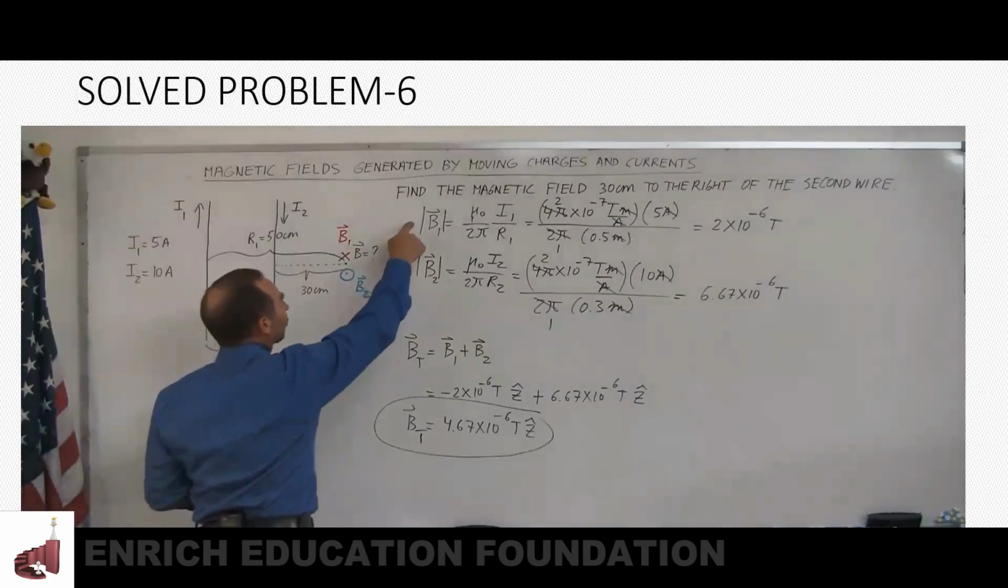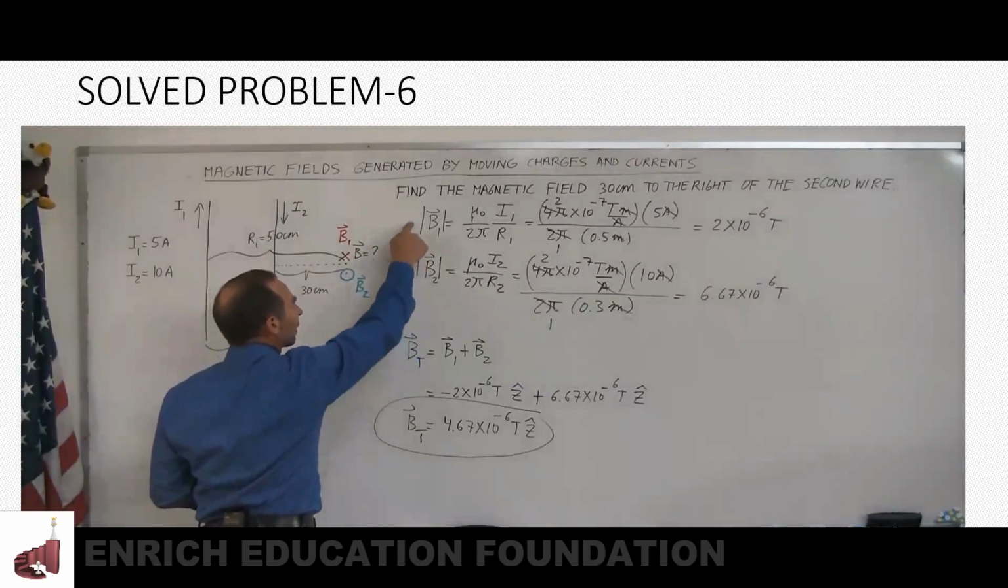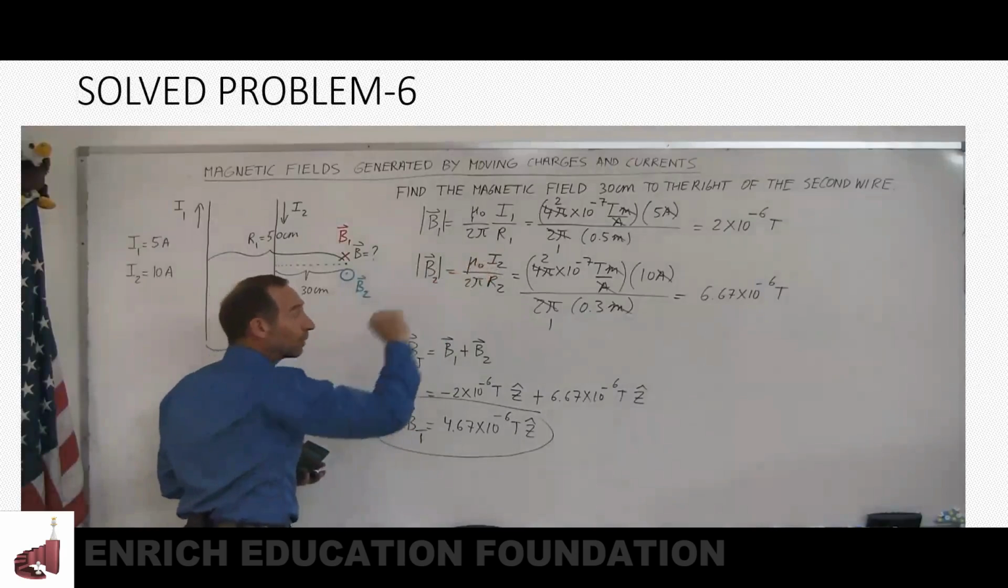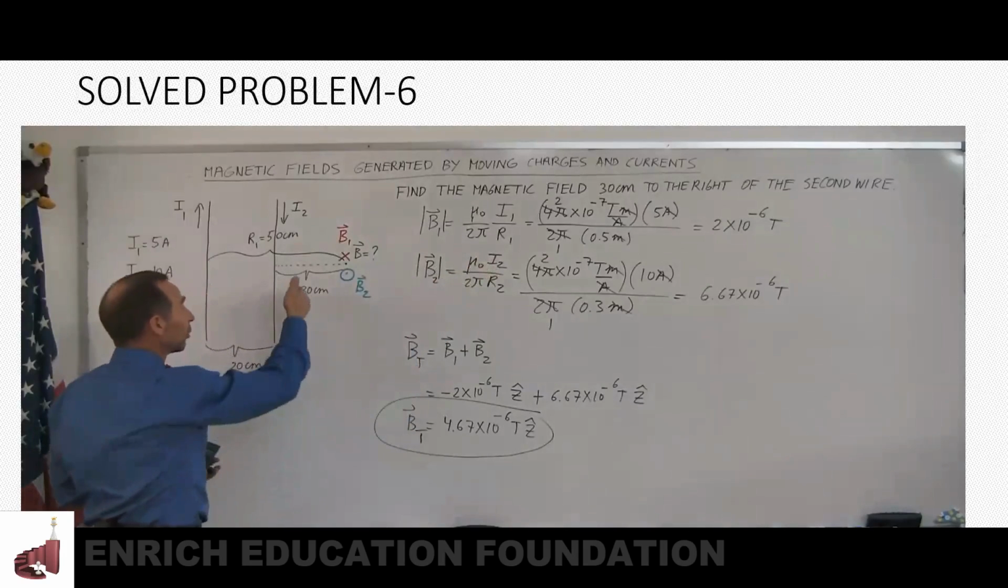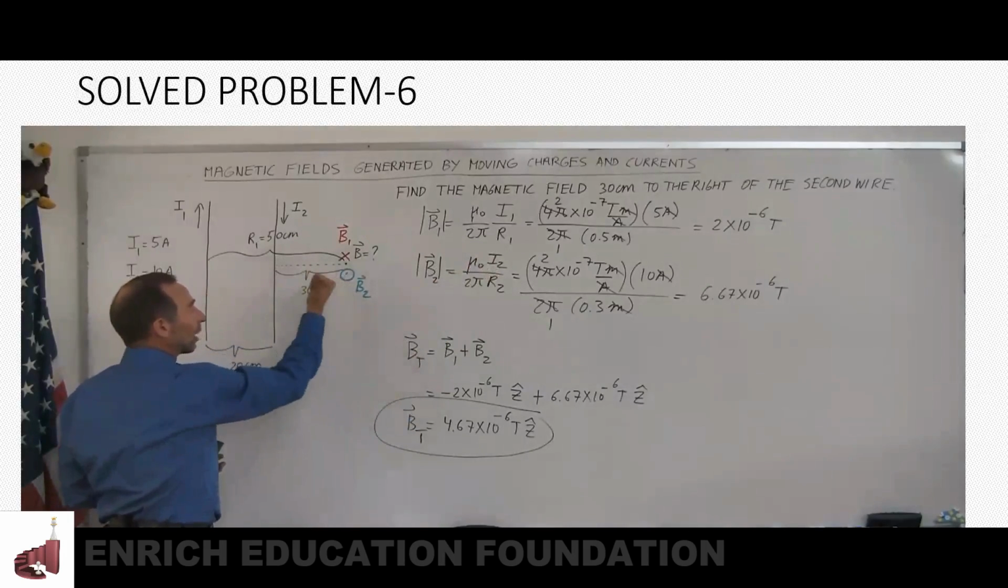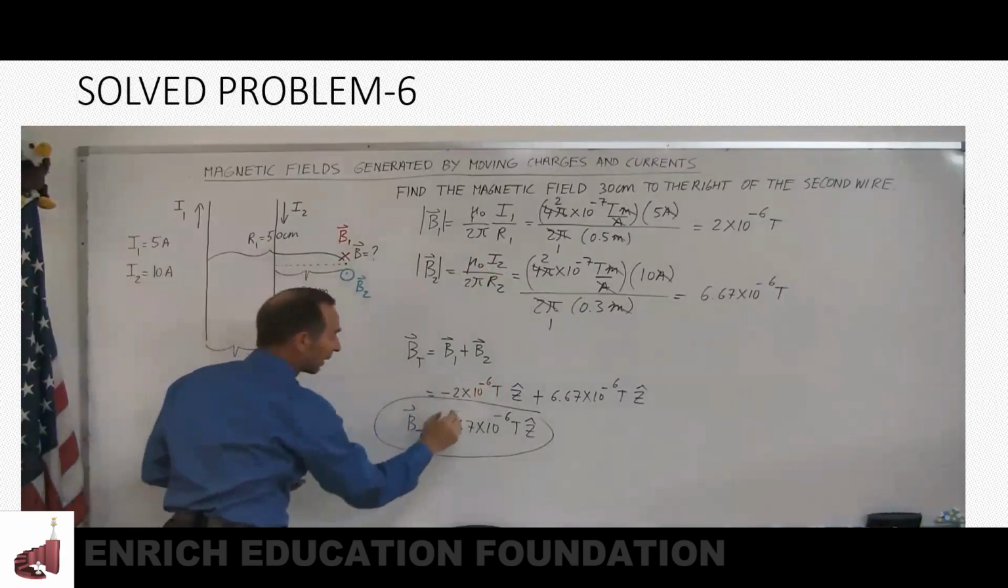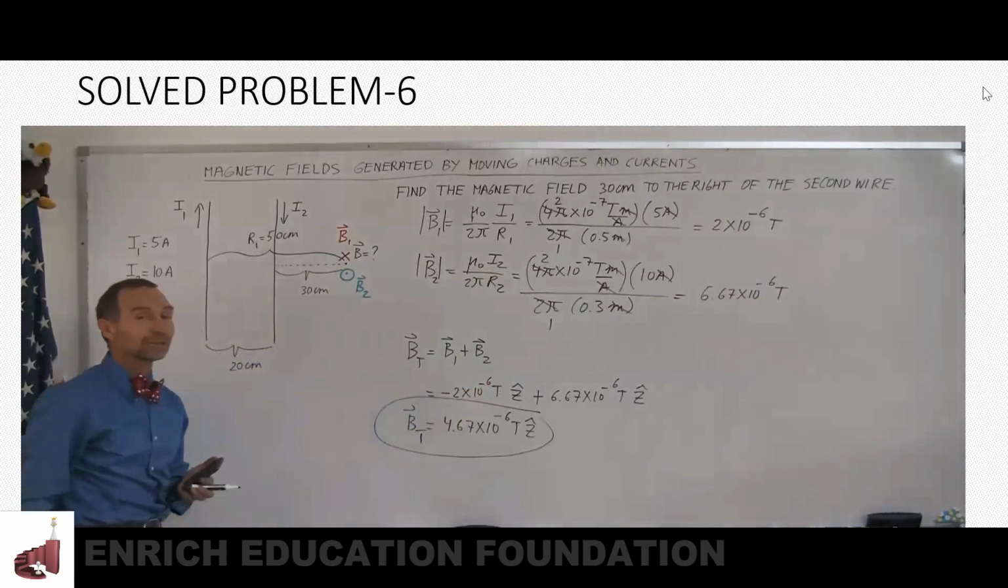Then you find the magnitude of the contribution of each of the magnetic fields from the two wires. You add them together, realizing that one is into the board, we'll call that negative. The one is out of the board, we'll call that positive. When you add them together, you get the total magnetic field right there.